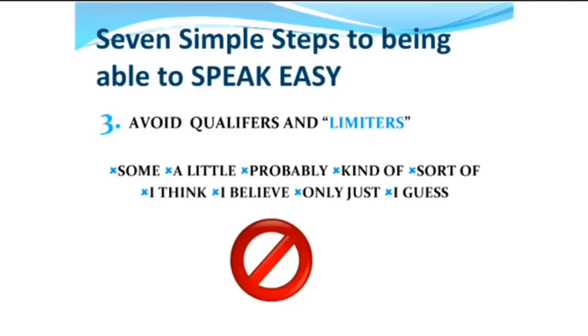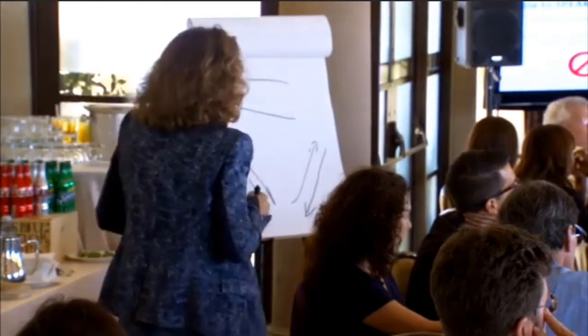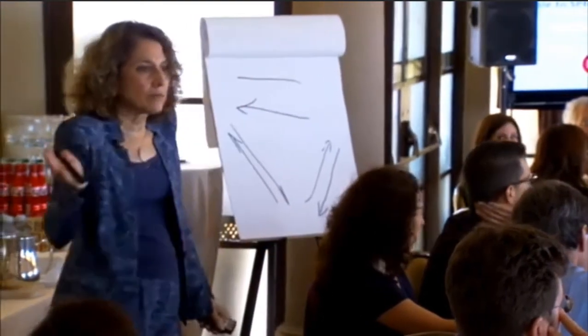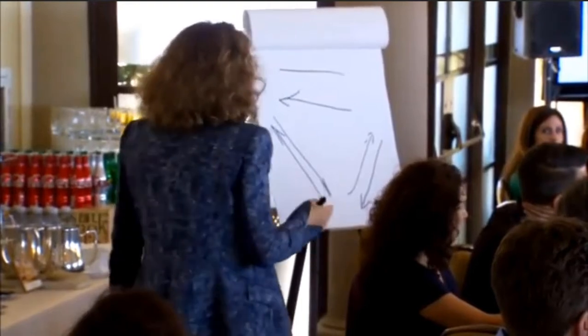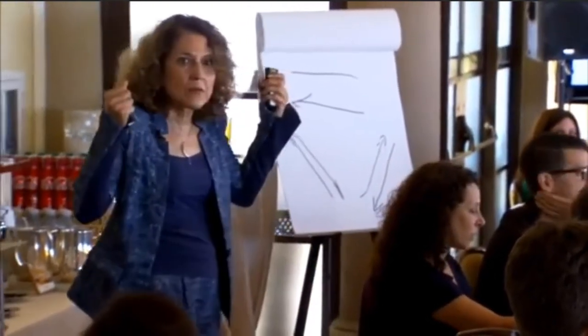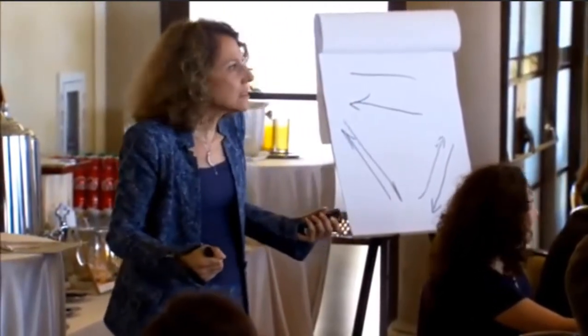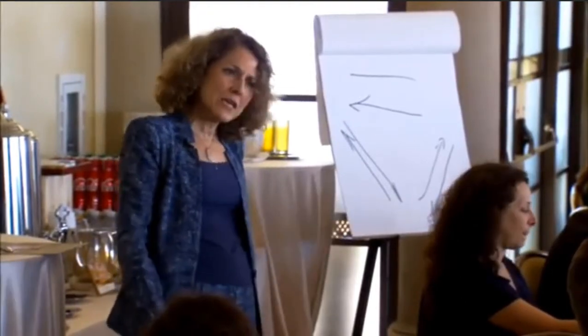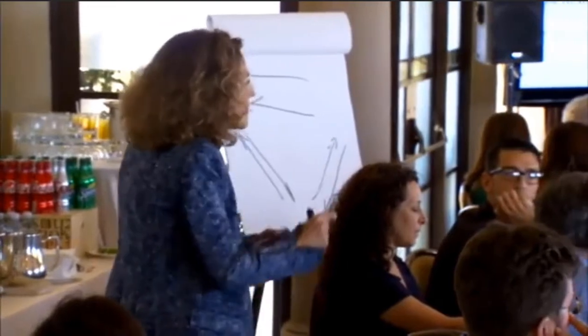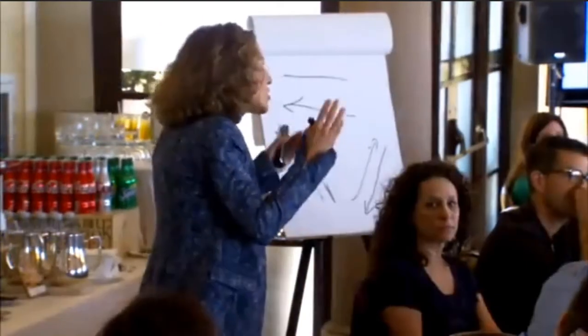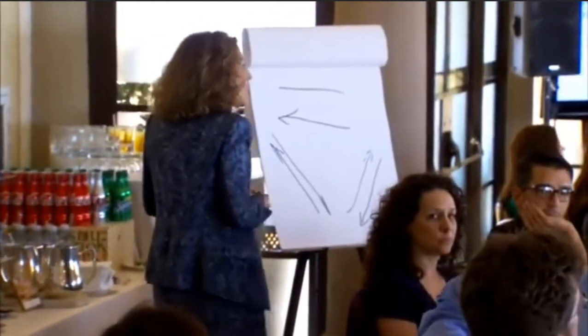Three, get rid of qualifiers. And I find that people 35 and younger say "sort of," like my generation said, "you know." And it's very interesting, they say "sort of" and "kind of" when they're talking about something really important. "You know, this is kind of important." Excuse me? If it's important, tell me it's important. So these little "some," "probably," "kind of" just chisel away at what you're saying. So you want to get rid of those.